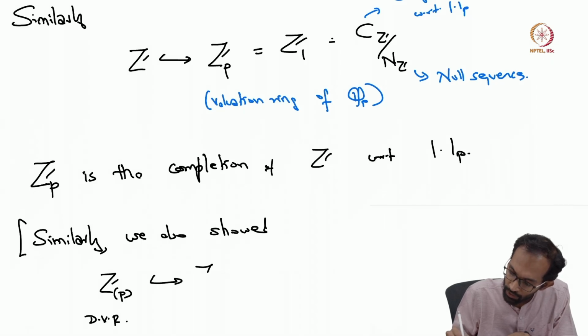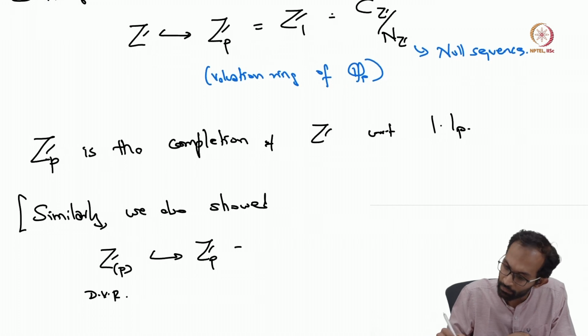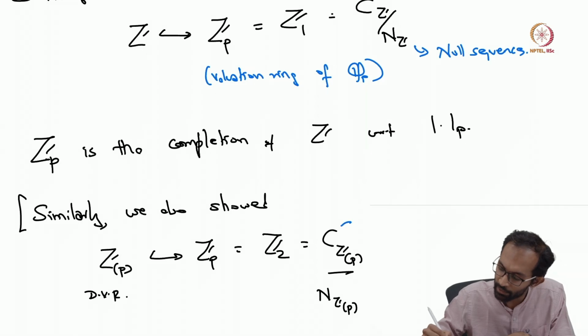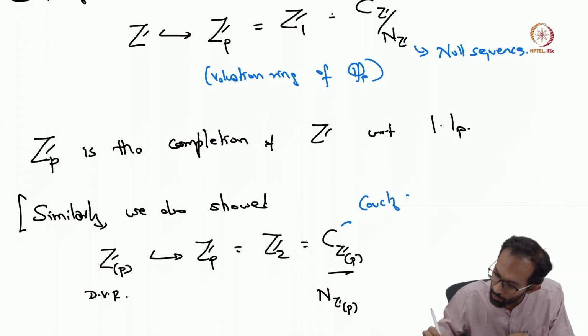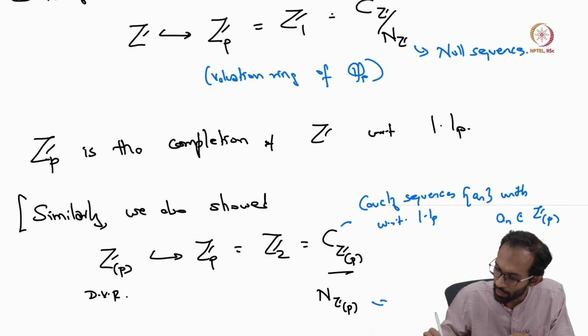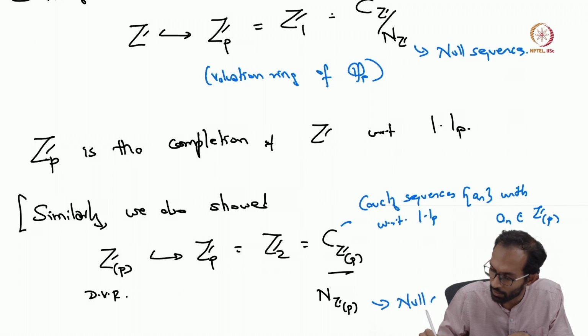This was also mapped to Z_p, and we had the second description of Z_p as Z_2, which was C of Z localized at p modded out by the null sequences, where again C_{Z_p} was these Cauchy sequences, again with respect to the p-adic absolute value, where each of these a_n now belongs to the DVR Z localized at p, and N_{Z localized at p} was the ideal of null sequences.